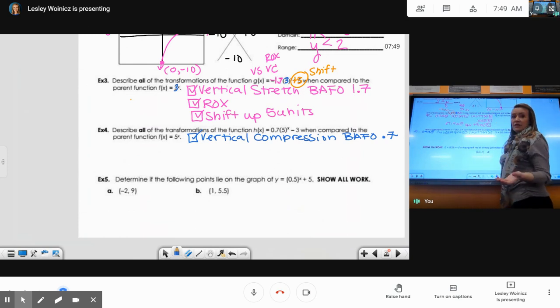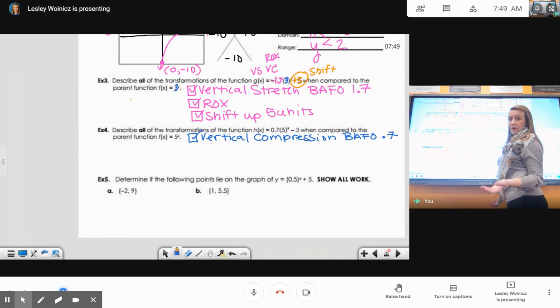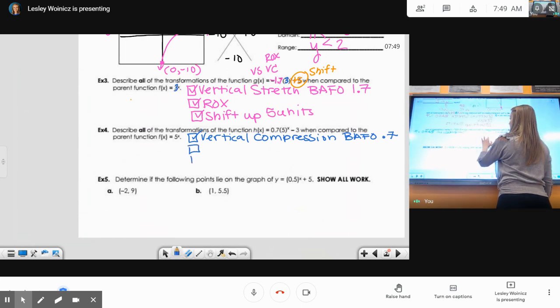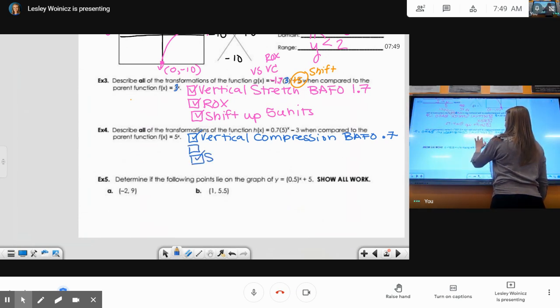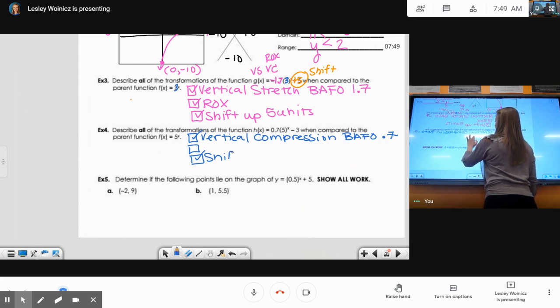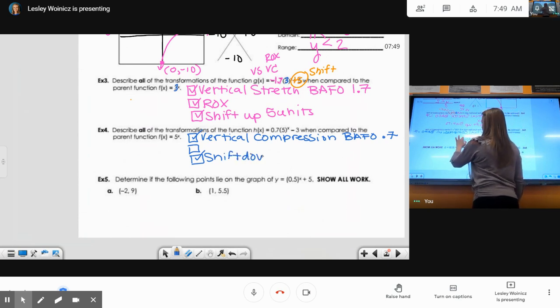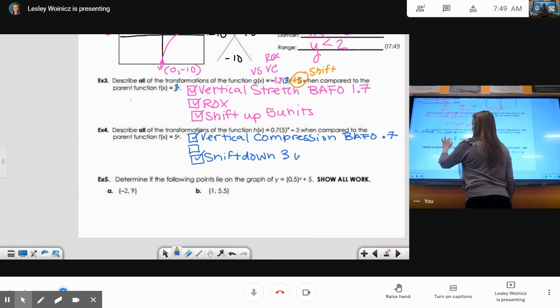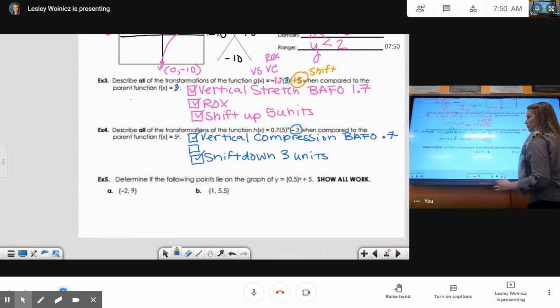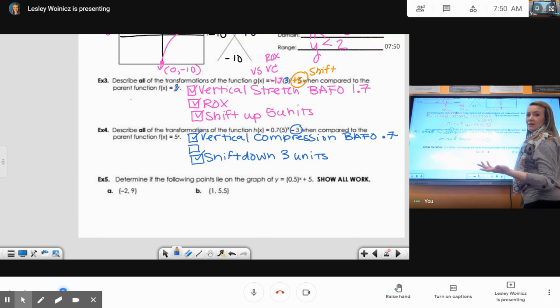Okay, the 5 is just our base. It's just telling us if we're growing or decaying, and we're growing. We do not have a reflection because our a value is positive, so no reflection, but we do have a shift. We have a shift down 3 units. And it's this d that gives us that shift down. Remember, it's like the k in a quadratic, it tells the truth.